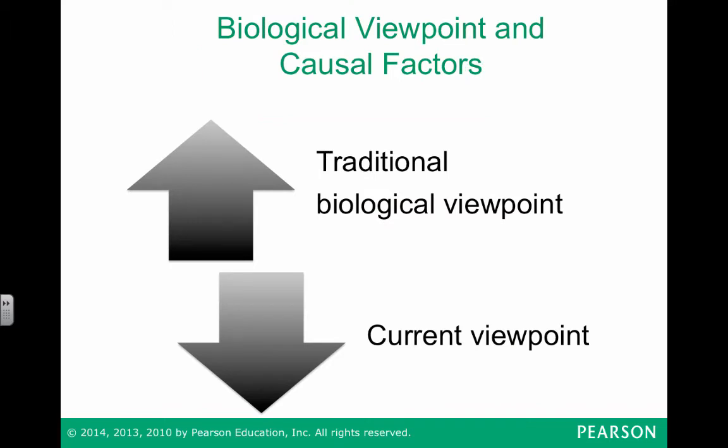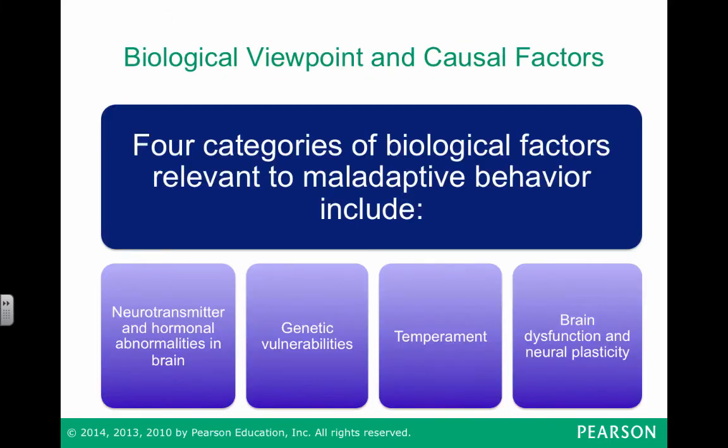Biological viewpoint and causal factors. When we study abnormal behavior, there's the traditional biological viewpoint that looks at the person and comes up with a theory for why they are struggling with a mental illness. But the current viewpoint seeks to take a bigger view. We not only look at the biology of the person, but we take into account all aspects, including the environment in which they are growing up in.